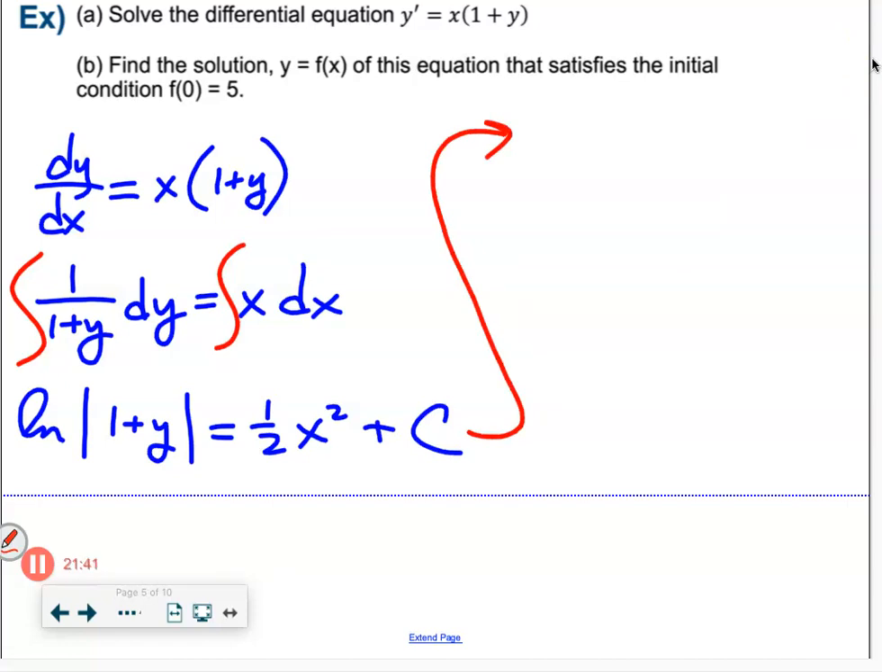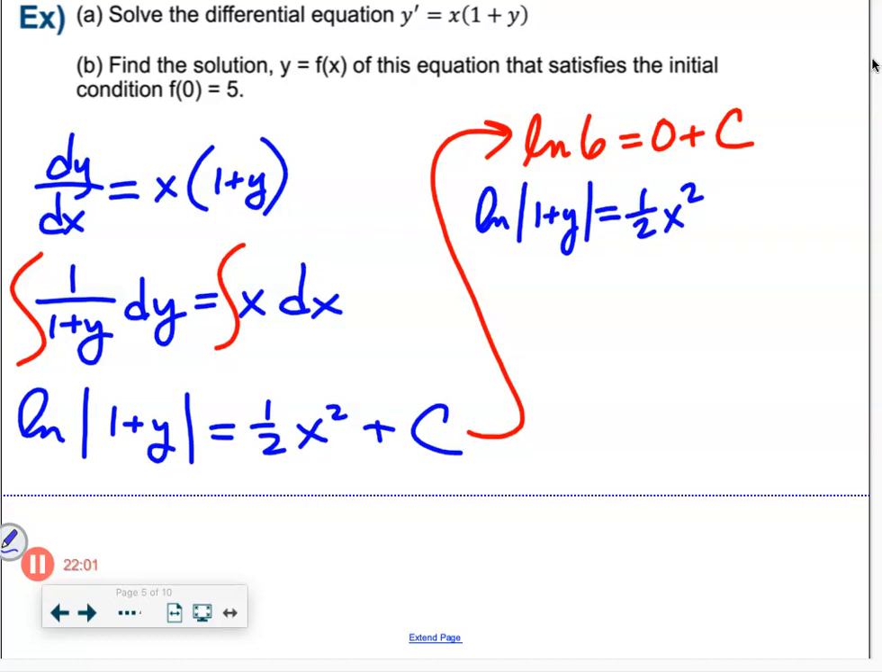All right, so now we plug in x is 0, y is 5. So we get ln of 6, absolute value of 6 is 6, equals 0 plus c, so c equals ln 6. You rewrite your equation right away as ln absolute value of 1 plus y equals 1/2 x squared plus ln 6. Any questions on finding c?